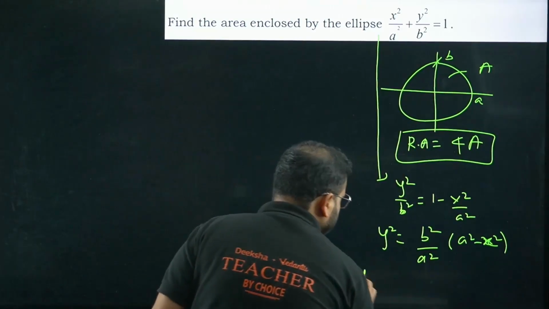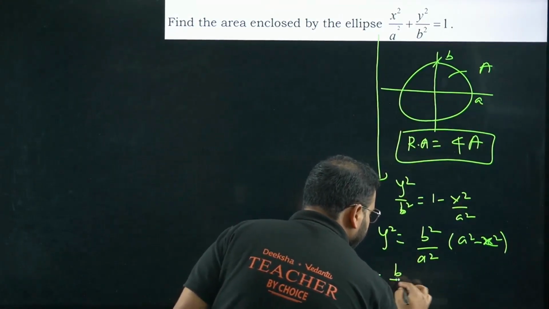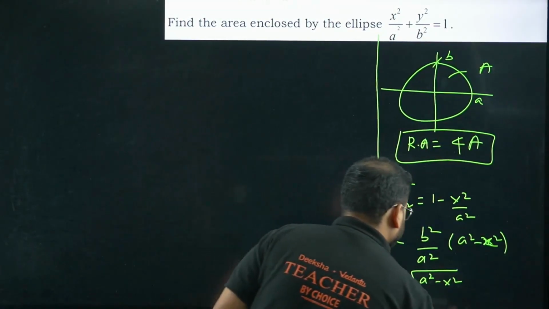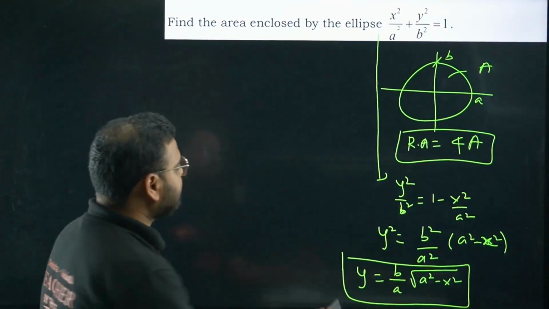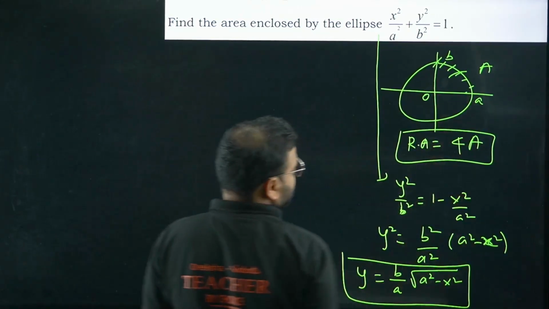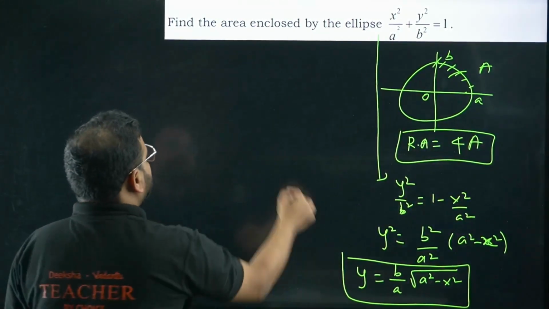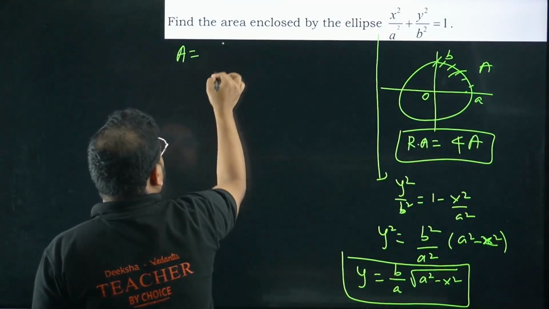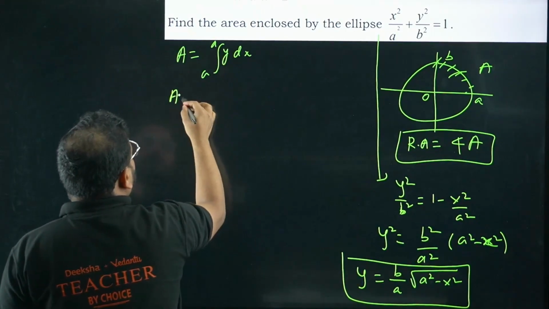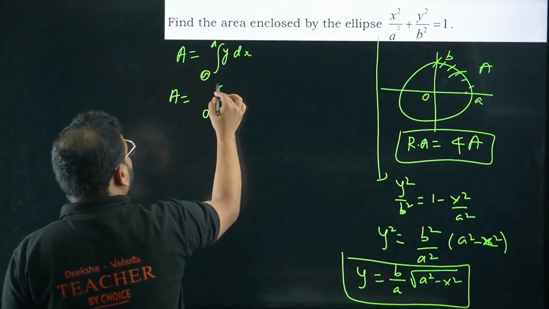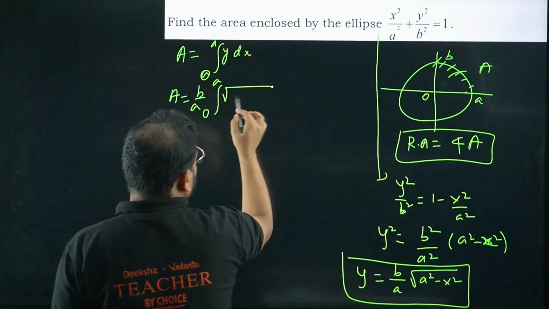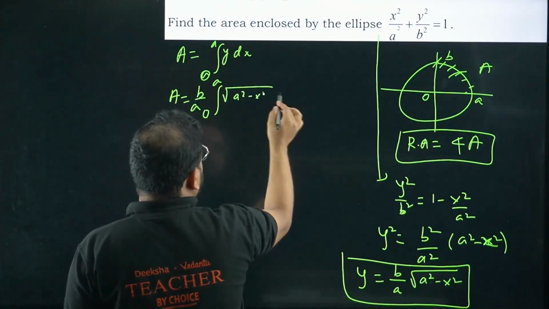I'm getting this y as b by a times the root of this particular function. Please check. This is done. Now integrate this from 0 to a. This is 0, right? Origin, 0 to a for this part. This is the curve for y in terms of x. So your area a will turn out from 0 to a of y dx. b by a is the constant, keeping it outside. Under the root we have a square minus x square dx.